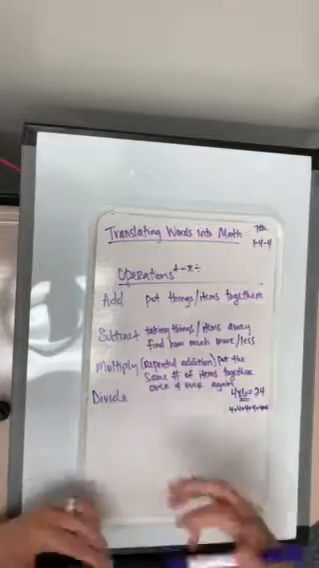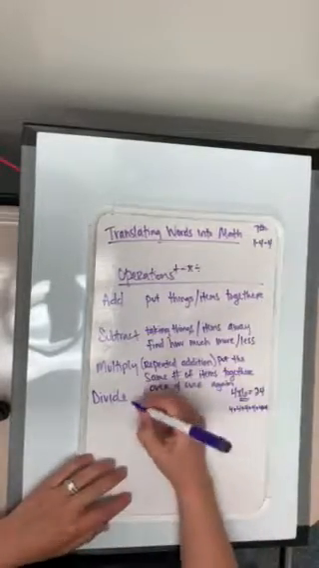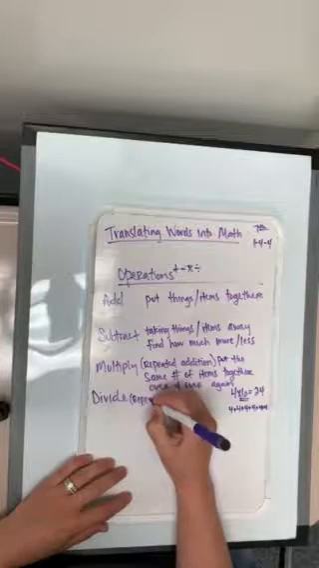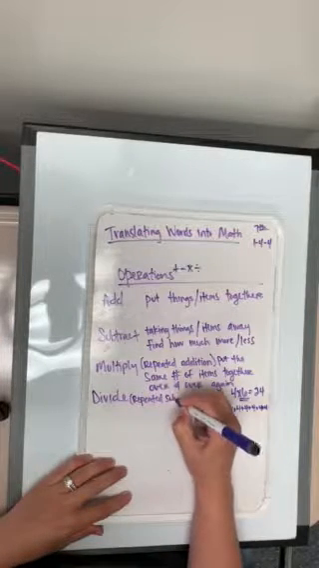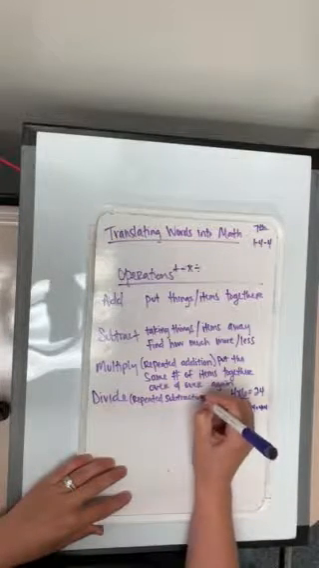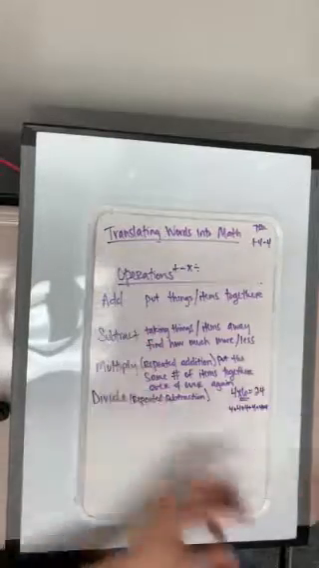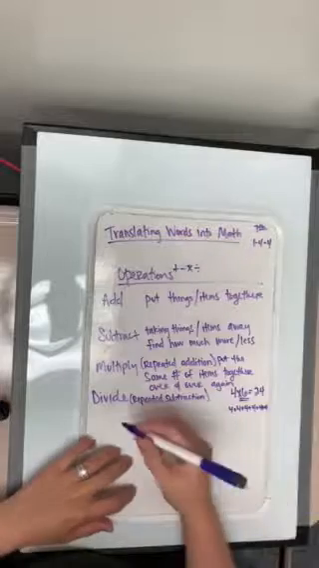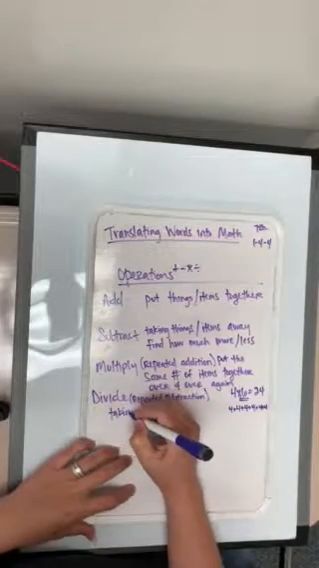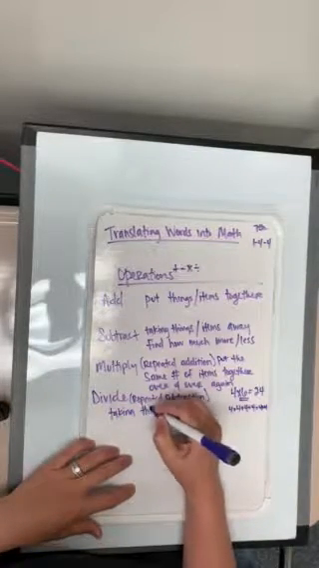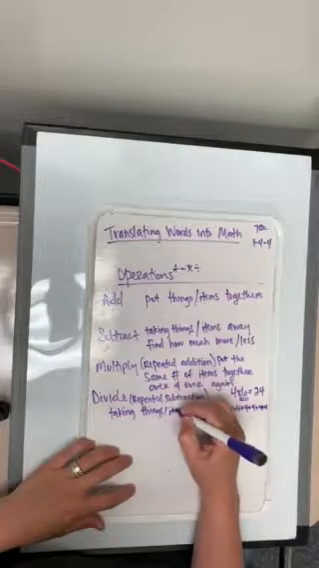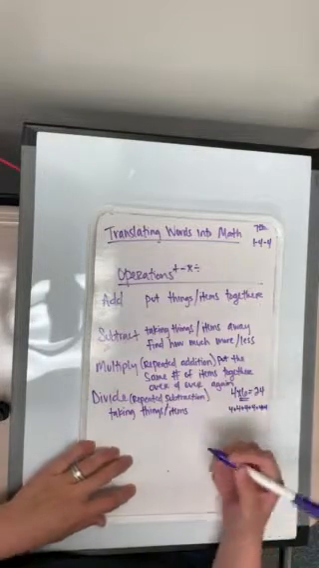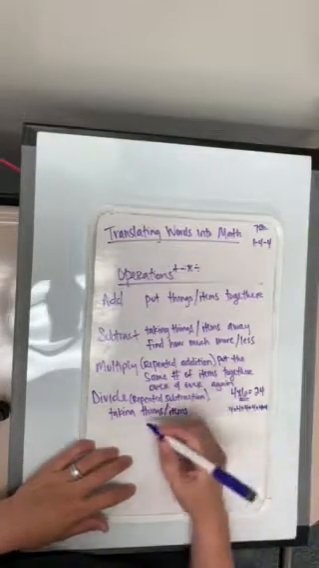Division, so when we divide, it's actually repeated subtraction. I am taking things or items away in the same size of group over and over and over again, whatever we're talking about.